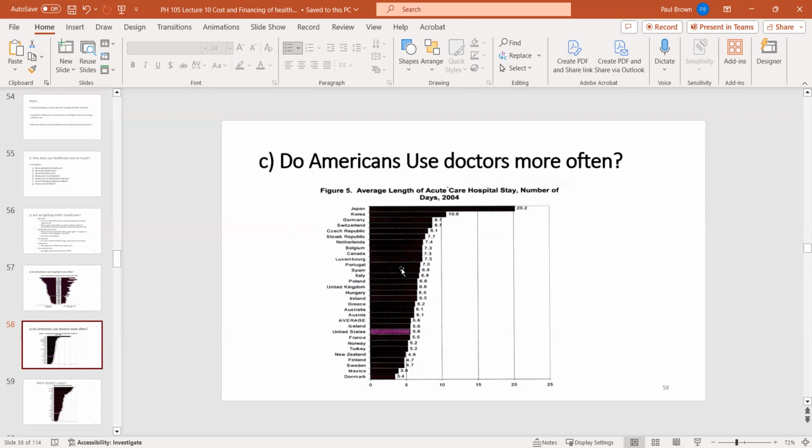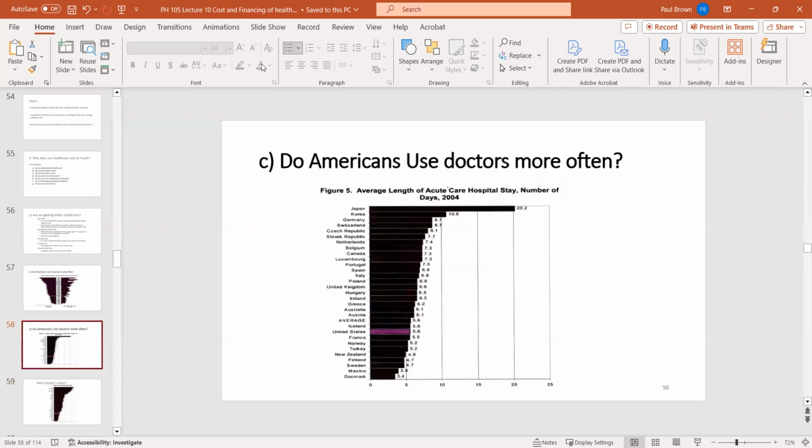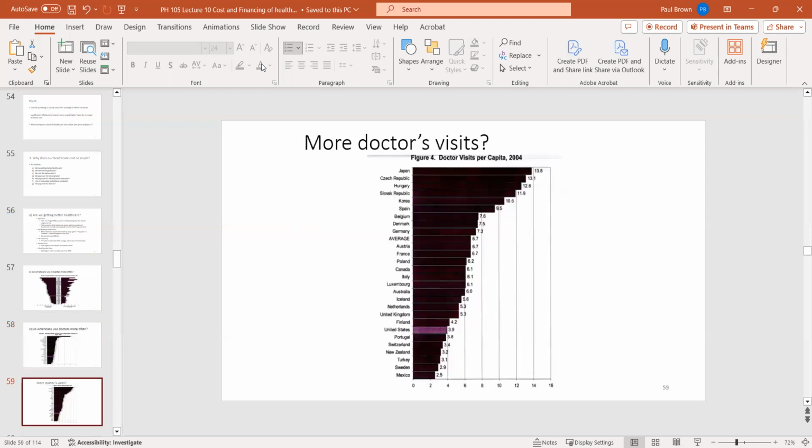Do we use the doctor more than other countries? Here's us down here. So nope, we don't use the doctor more than other countries. Japan is very high in terms of both hospital use and doctor use. They also have the highest life expectancy. Do we have more doctors' visits? This one is the number of acute hospital stays, and this one is the number of visits, and no, we don't have more visits.